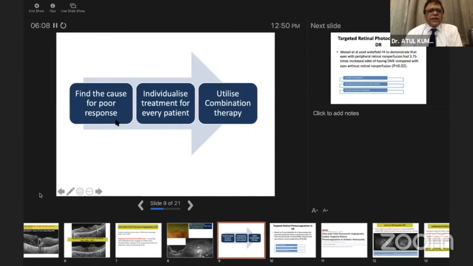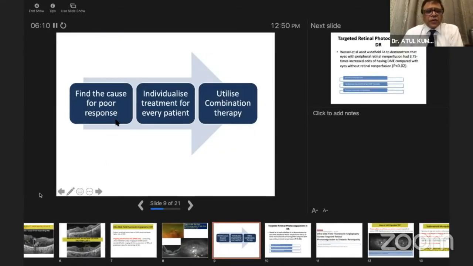So it's important to find the cause for the poor response in non-responders. Individualize the treatment for each patient. You can't have a blanket treatment, the same for each patient. And utilize combination therapy wherever possible.